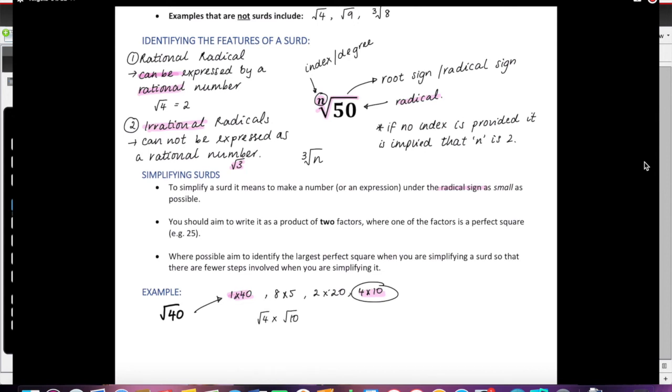Now if I simplify each of these on their own, the square root of 4 does simplify to 2. The square root of 10, if I rewrote that as a product of two factors, unfortunately neither of them works out to be a perfect square. So it'll just send you back into a loop where the smallest number you actually get is the square root of 10. So I'm just going to write 2 times the square root of 10.